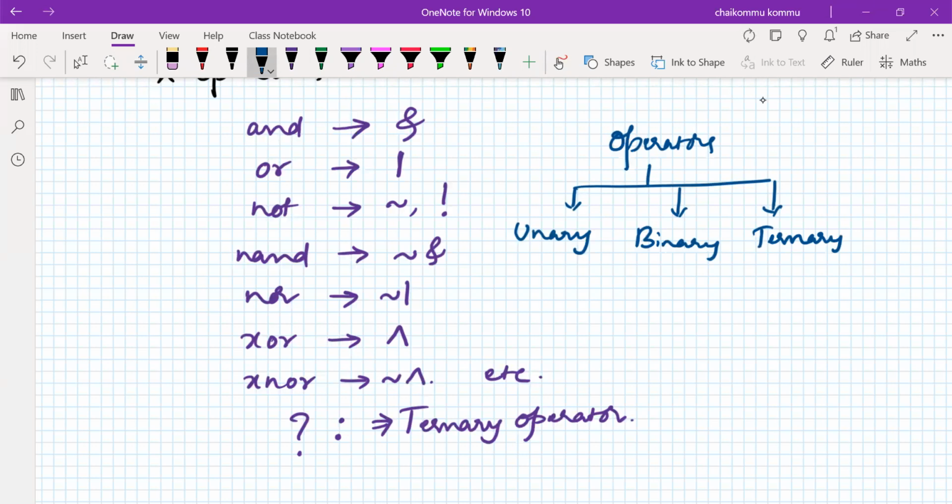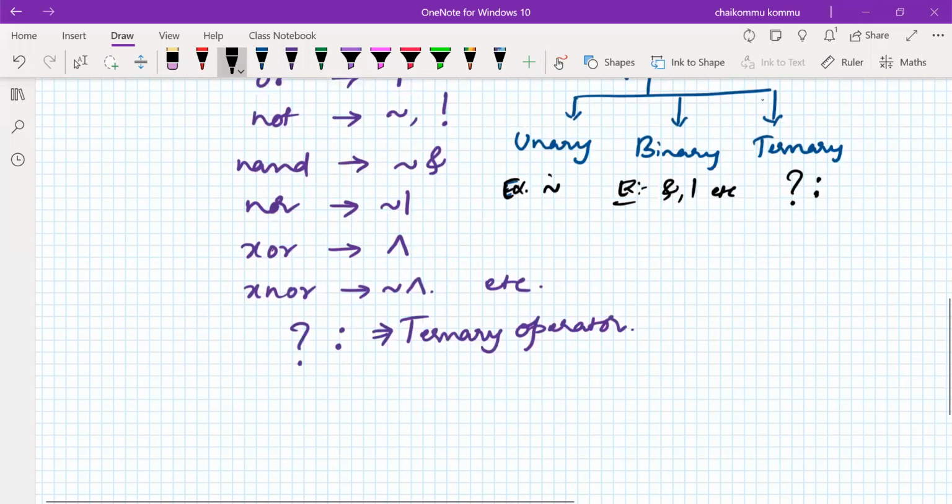So basically operators are classified into these types. A unary operator is nothing but the NOT gate, for example negation. In the binary case we considered all these things: AND gate, OR gate, XOR; all these will come under this one. Etc. For the ternary operator, there is only one ternary operator, question mark and colon. Okay, that is a ternary operator.